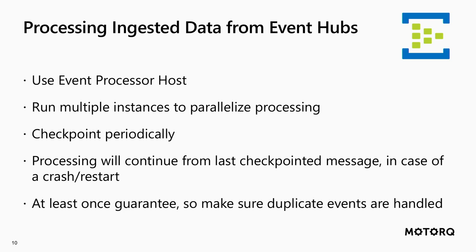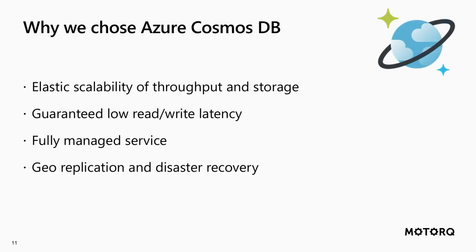So this is how we can process. We can run multiple instances of this, and then we can process the data concurrently. I'd like to share some of our experiences with Cosmos DB. The reason we chose Cosmos DB is it supports elastic scalability of throughput and storage, it also provides guaranteed low read-write latency, and it is a fully managed service.